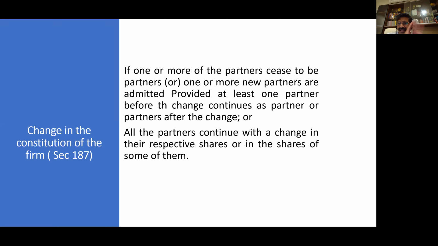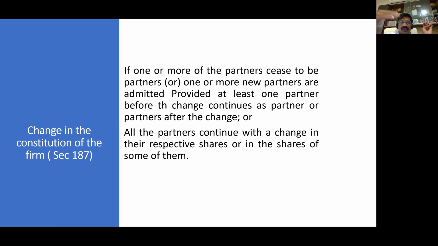Only admission, change now. Retirement will be a change provided at least one partner continues. For example, there are three partners A, B, C. D, E, F are admitted, and A, B, C retire. So normally people try to put an admission cum retirement deed. When you do this kind of admission cum retirement, what happens as a result? All the older partners, none of them remain as a partner. So therefore, this will not be considered as a change in the constitution. 187 will not apply. So ensure at least one partner before the change continues.